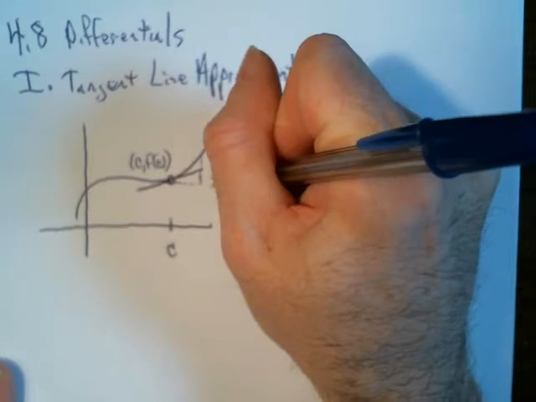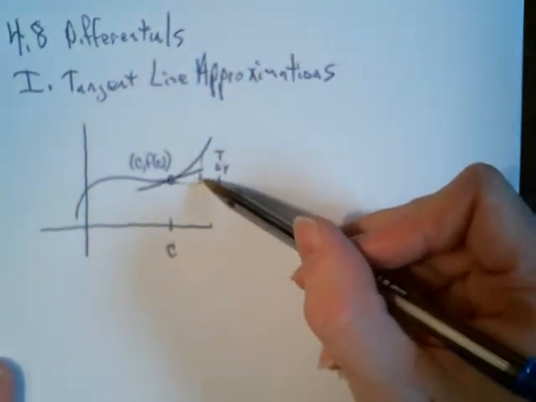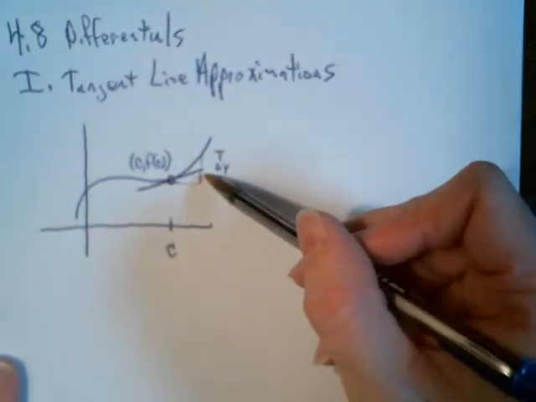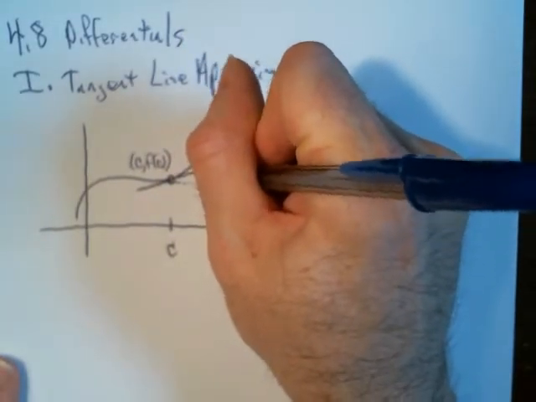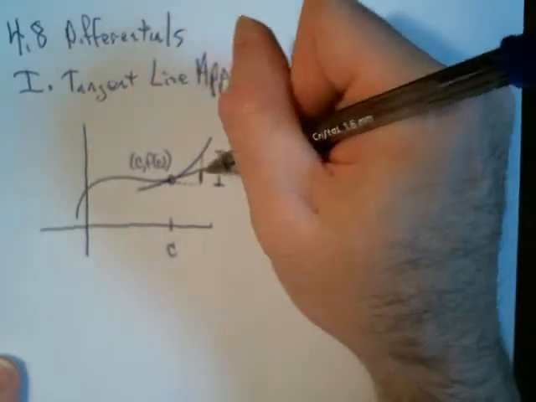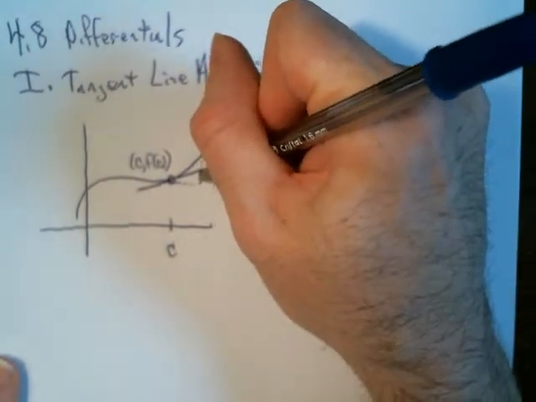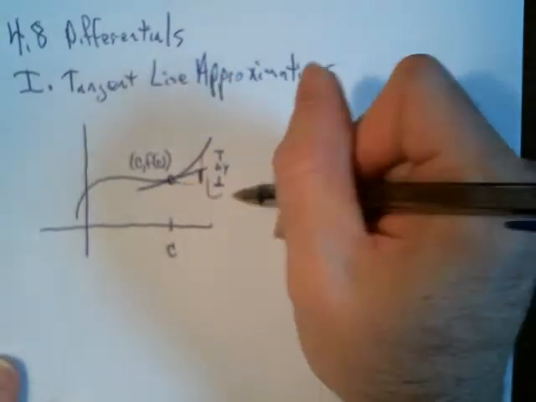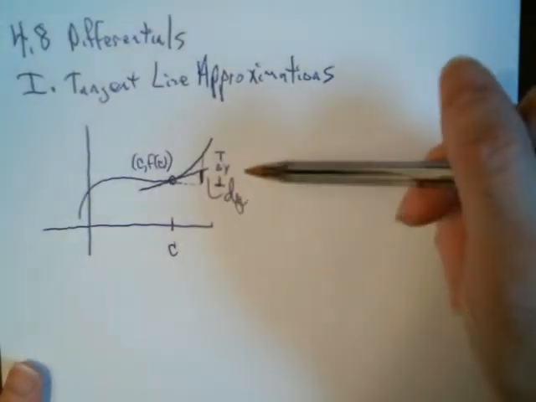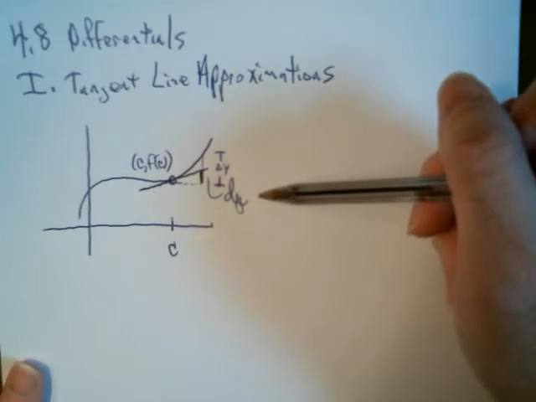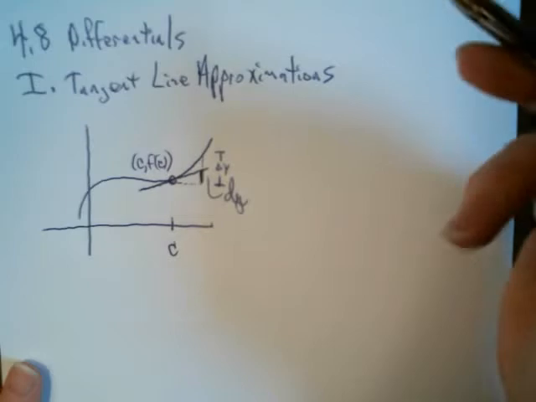The little change in height when we consider the tangent line will be dy. That will be the actual differential. So this length right here, I'm sorry, it's off tilt a little bit, will be dy, the differential. And we'll try to approximate the actual change in height with this little change in height, the change in height of the tangent line approximation.